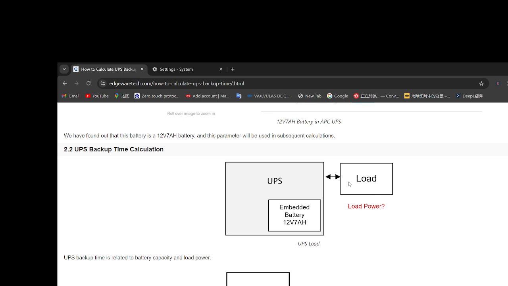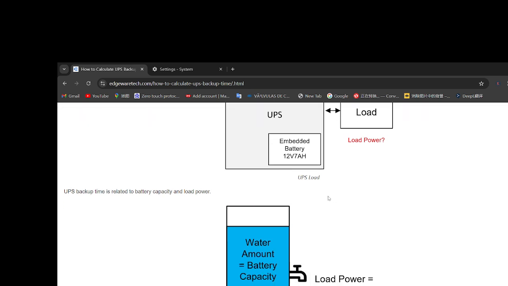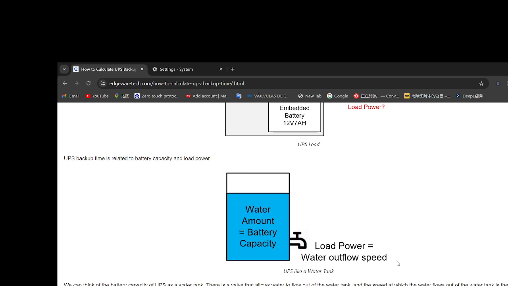So how do we use the capacity numbers we found in the previous step? First we need to understand the concept. You can think of the UPS like a water tank. The capacity of the battery is like the water put in the tank. Then the load power is like the water outflow speed from the tank. If the load power is higher, the water outflow speed is higher, and the water will run out very quickly, right? You need to understand this concept.